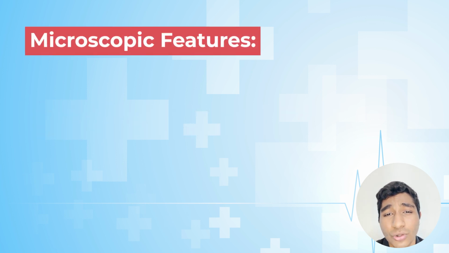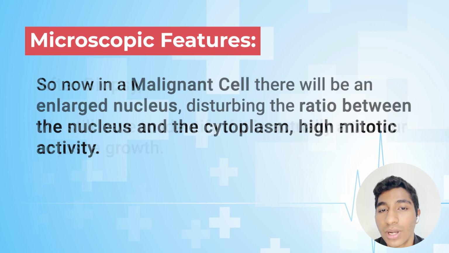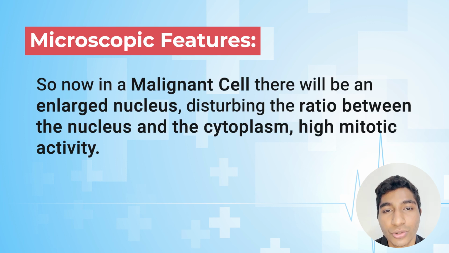Now, microscopic features, right? A biopsy is done, but we still have to be able to identify whether this is actually a tumor or if it's just a growth. Now, in cells that you have taken from a tumor, the nucleus is always enlarged. So the nuclear to cytoplasmic ratio is actually really messed up in these cells. And there will be a high mitotic activity.